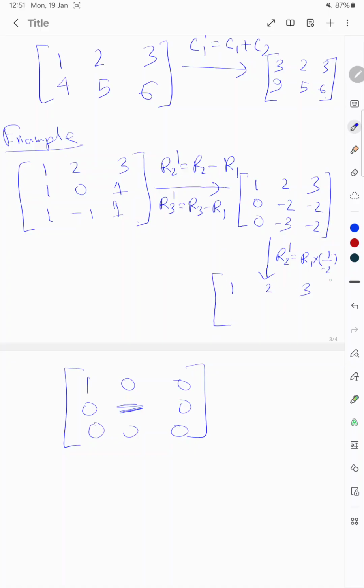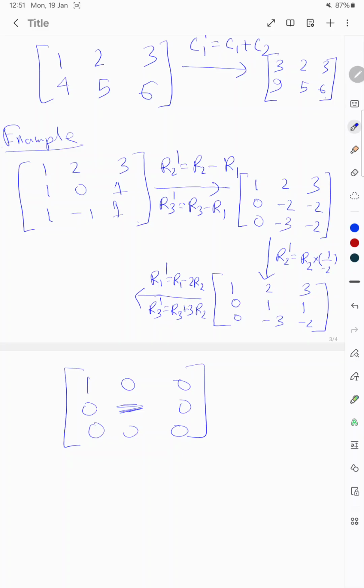1 2 3, only change will be in your r2, sorry, this is your r2. So 0 1 1, right? And then you have 0 minus 3 minus 2. Okay, next what you have to do, you have to use some operation. For example, suppose you have to make this element 0 and this element 0. How can you make it? r1 dash equal to r1 minus 2 r2, and r3 dash equal to r3 plus 3 r2, right?